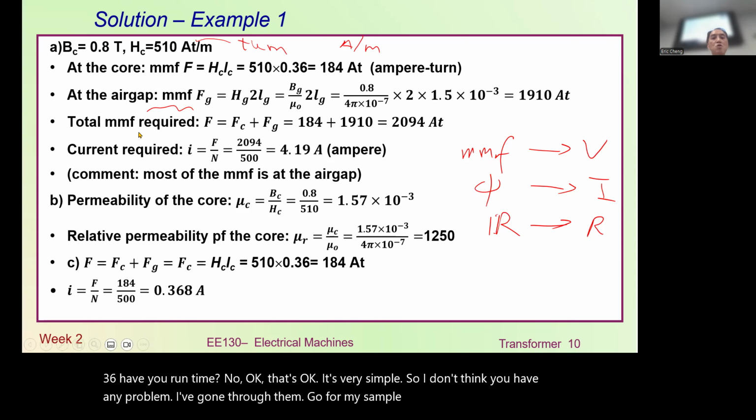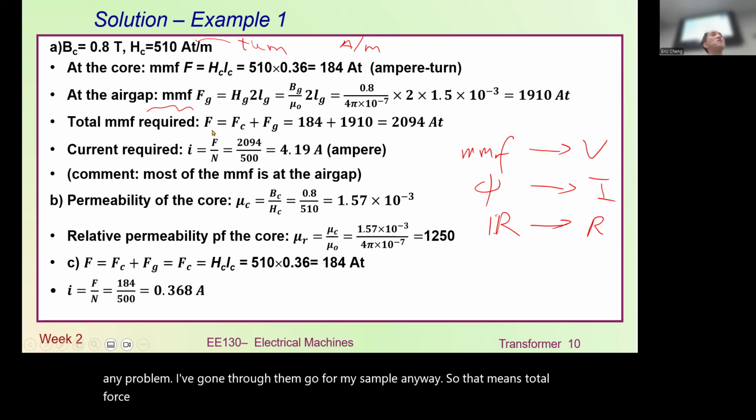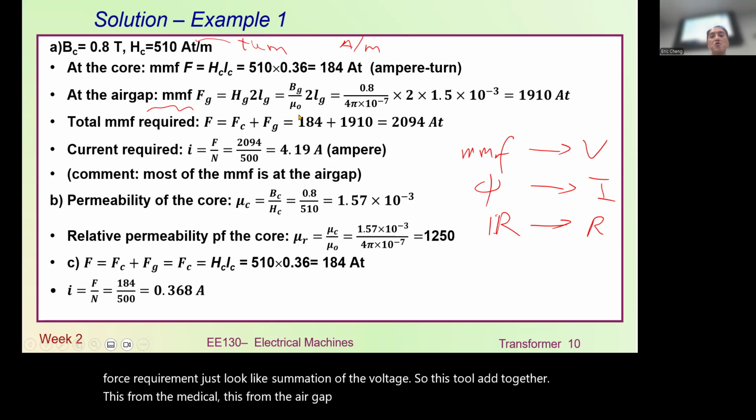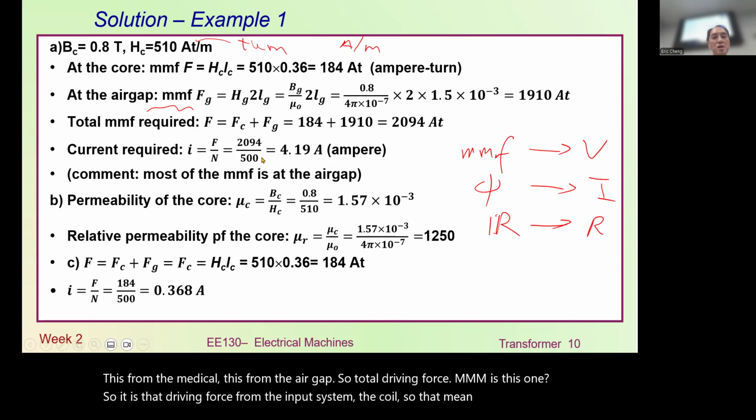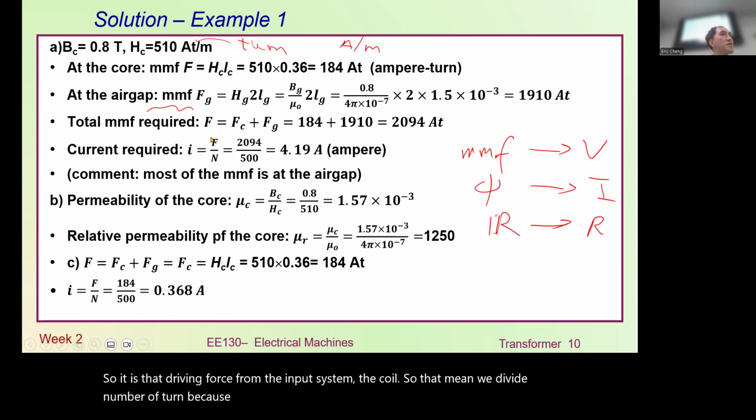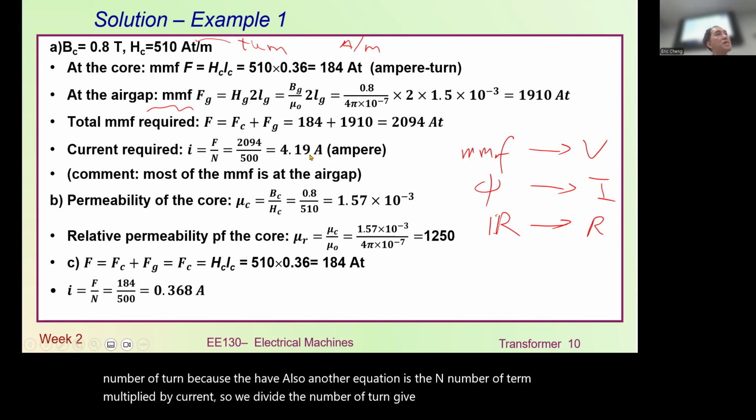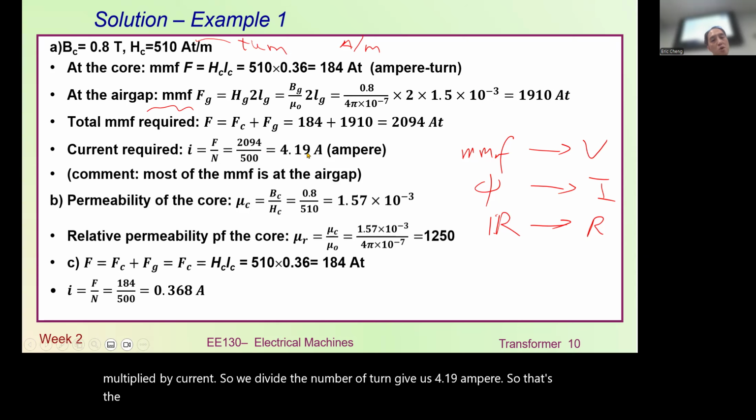Anyway, the total force requirement is just like the summation of the voltages. So these two add together: this from the magnetic core, this from the air gap. So the total driving force, MMF, is this one. We need that driving force from the input system, the coil. So we divide by the number of turns, because MMF is also N, the number of turns, multiplied by current. Dividing by the number of turns gives us 4.19 ampere. That's the current requirement from the coil.